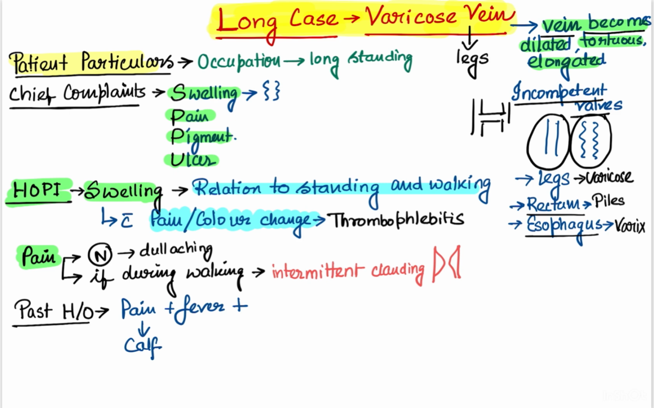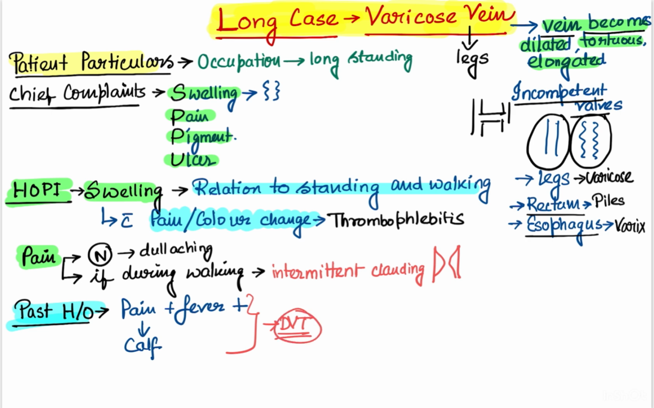Mostly the patient will present with swelling and pain, and in advanced cases there will be ulcer or pigmentation. Now, one more thing is important in the past history. If the patient has history of fever, pain in the calf and fever and sometimes ulcer, then it indicates towards the past history of deep vein thrombosis.